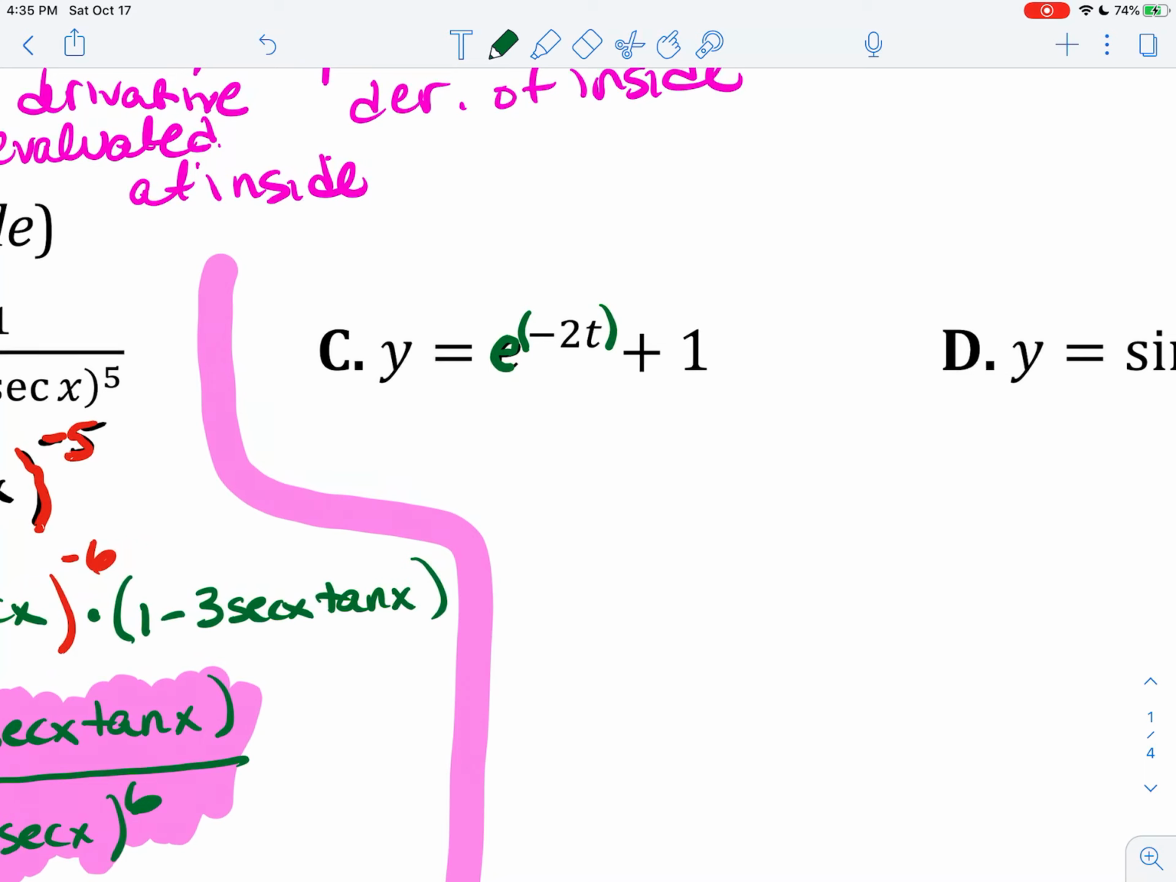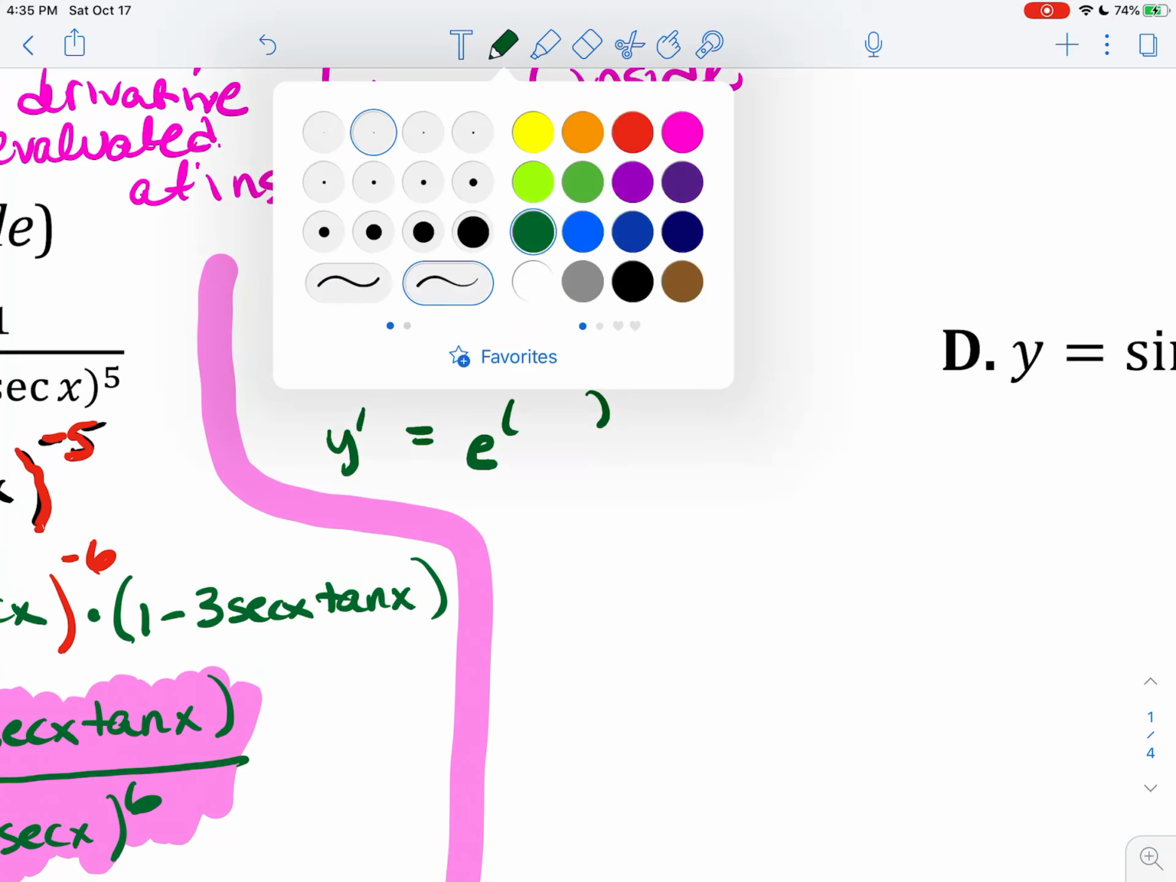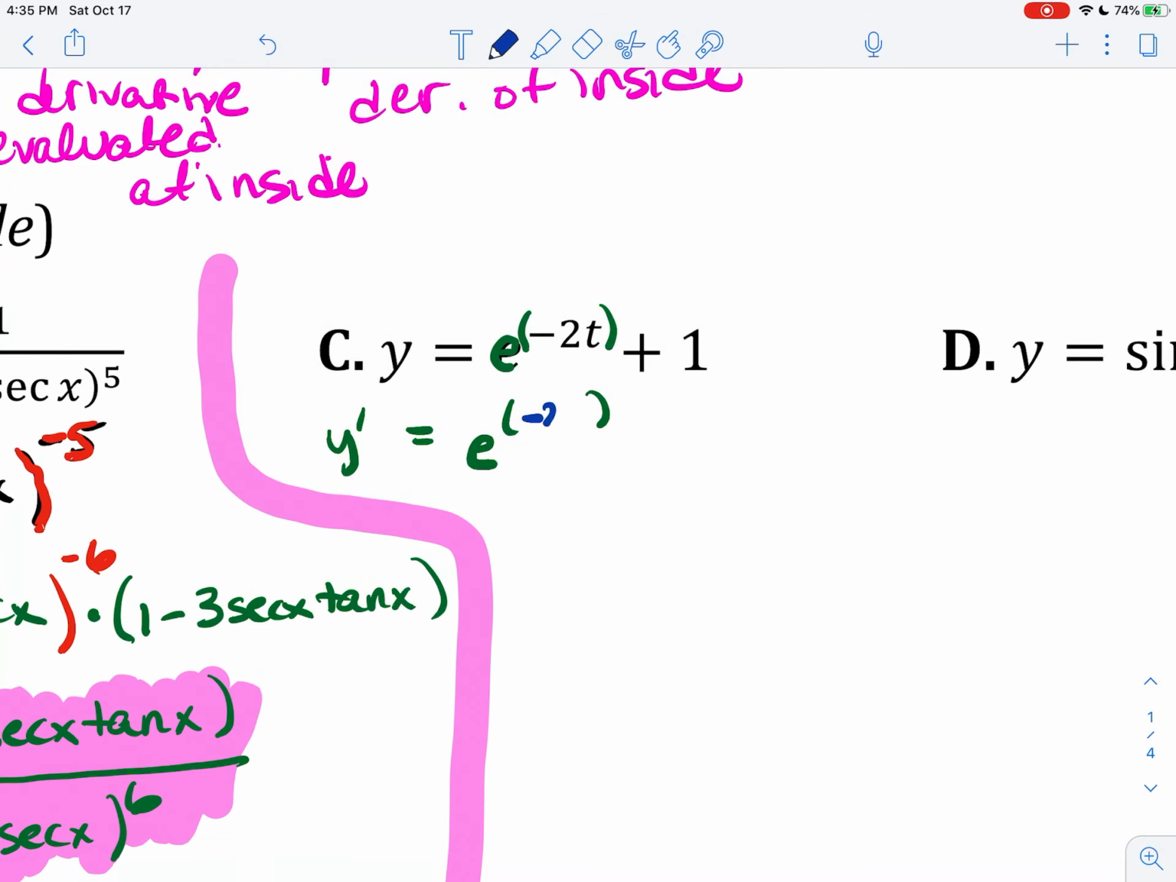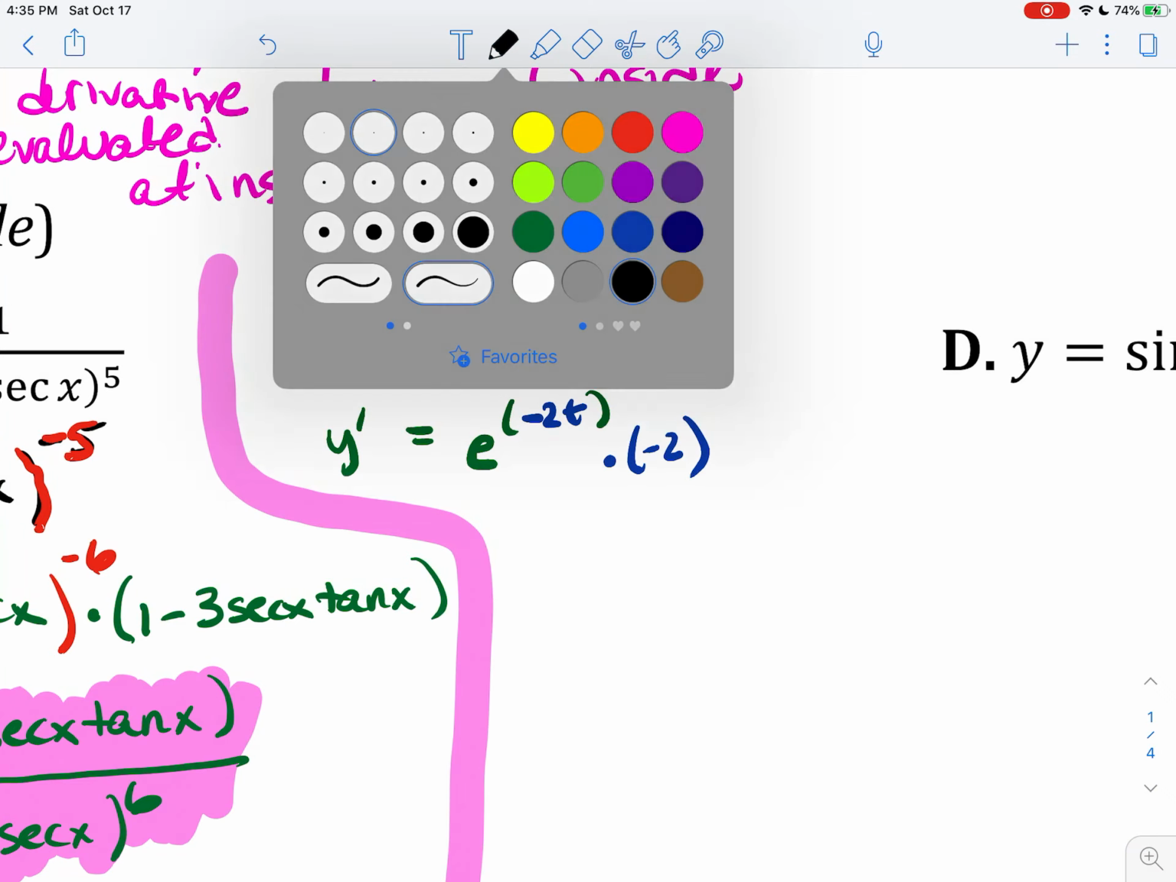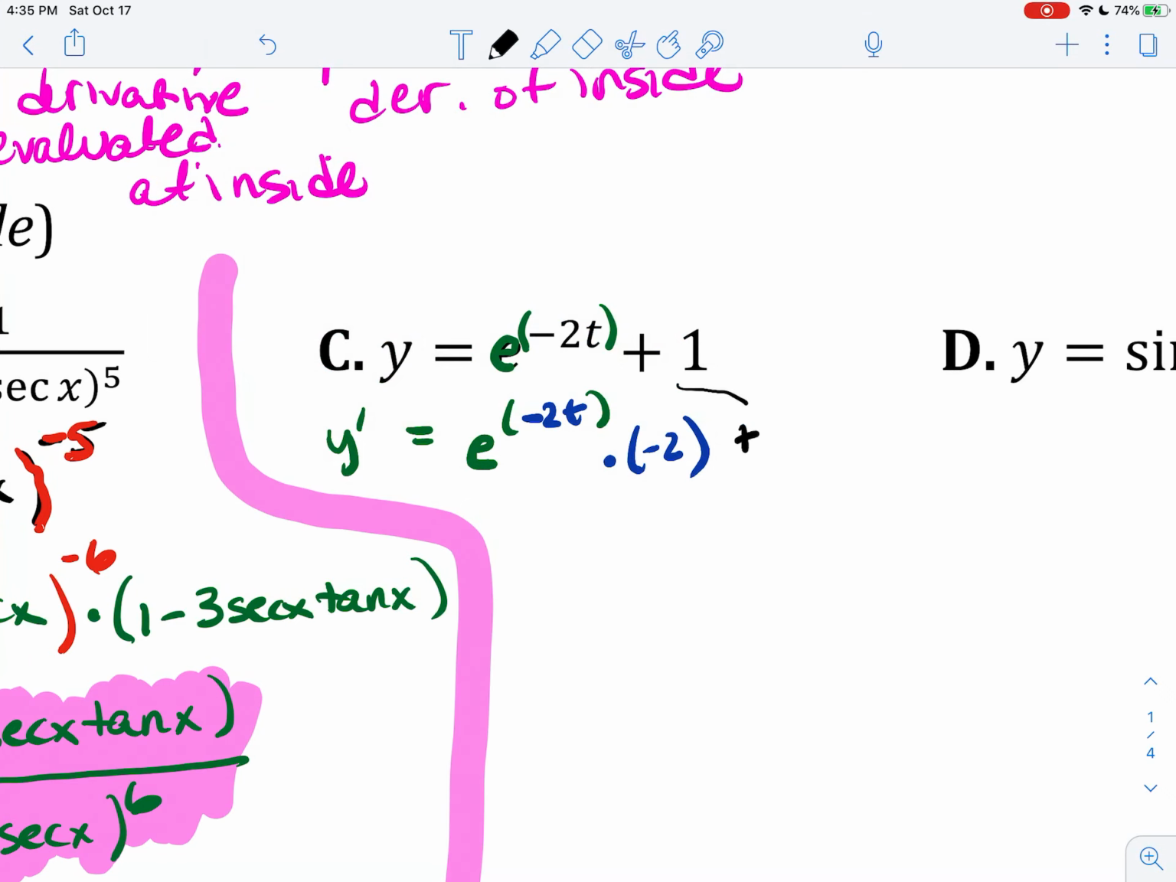And so my y prime, I'm just going to take term by term derivatives. So the first term is a composition, and I'm going to say, what's the derivative of the outside function? E. But then I'm going to evaluate at the inside, but then times the derivative of the inside. And the derivative of the inside is minus 2. And now my second term is plus 1, and the derivative of 1 is 0.